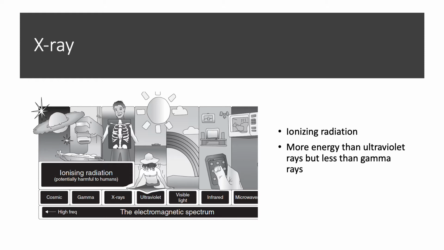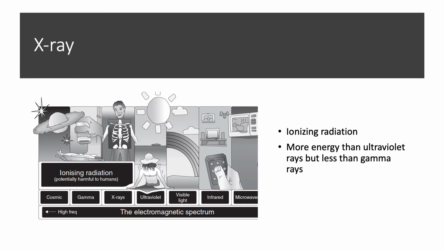Ionization is a process whereby radiation removes an outer shell electron from an atom. The ionizing radiation is able to cause changes on a molecular level in biologically important molecules such as DNA.